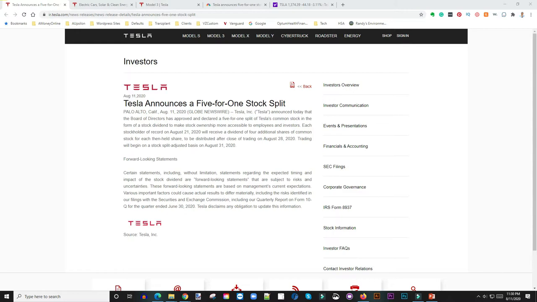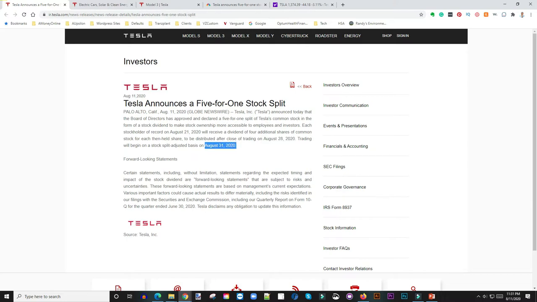Each stockholder of record on August 21st, and what I want you to do is mark that date, August 21st, will receive a dividend of 4 additional shares of common stock for each then-held share, to be distributed after close of trading on August 28th. Mark that date right there. That's important. Trading will begin on a stock split adjusted basis on August 31st. So mark that date right there.